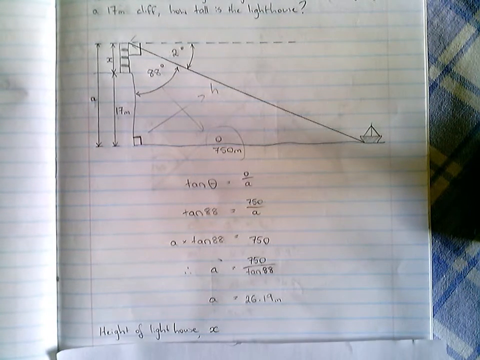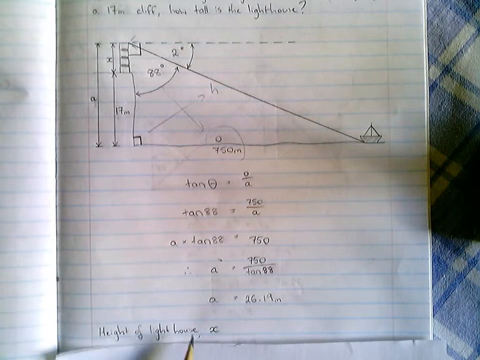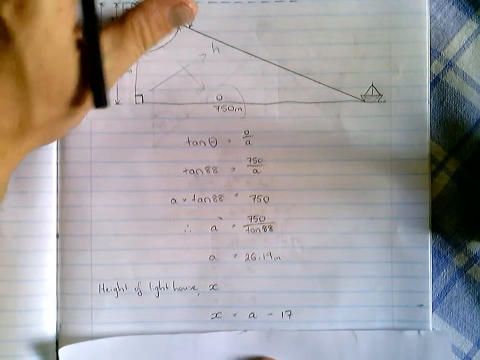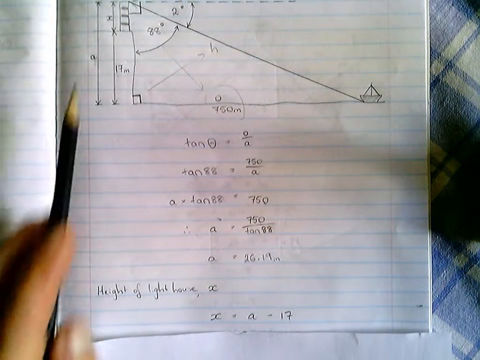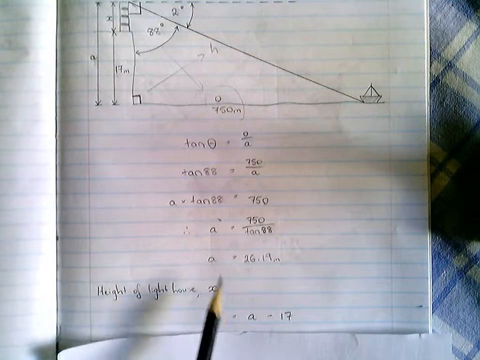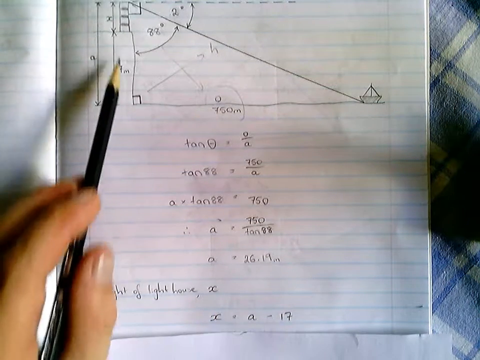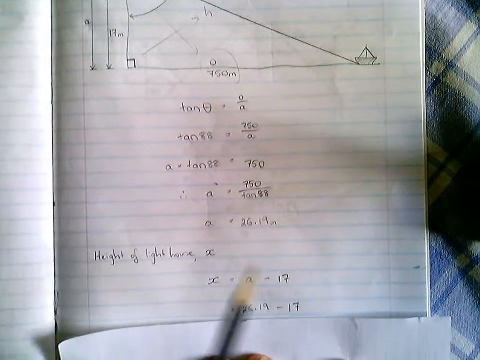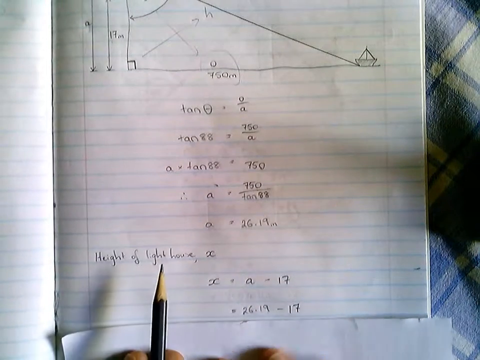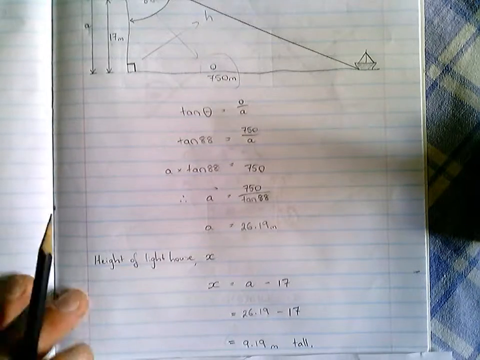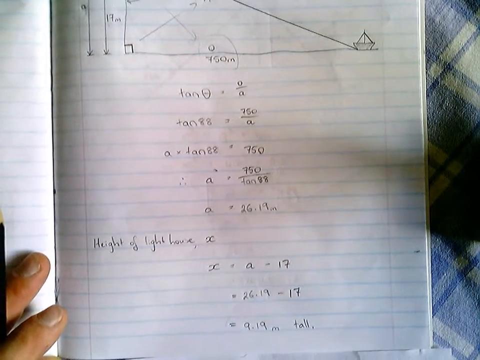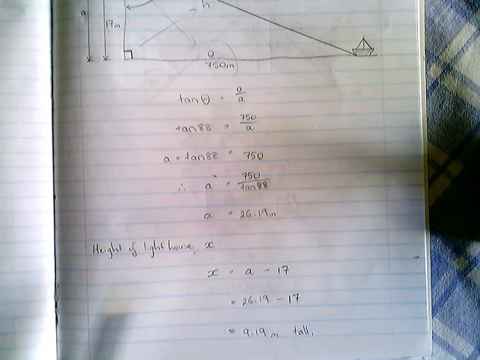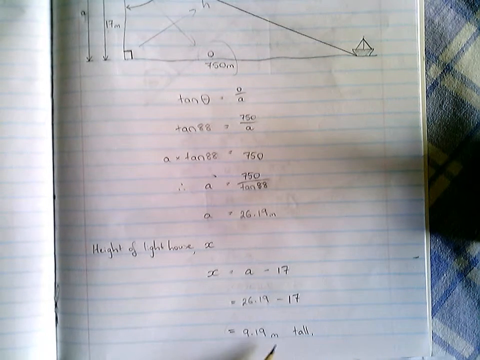I've stated that the height of the lighthouse, our value X, is going to be equal to the value of A, which we've just calculated, subtract the value of the cliff. Substituting in for A the value we just calculated, subtract 17, will yield 9.19 metres. Therefore, the height of the lighthouse is 9.19 metres tall.